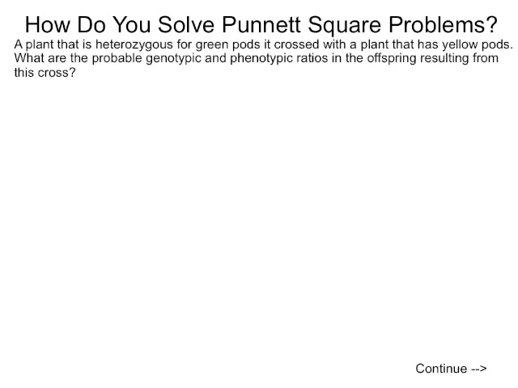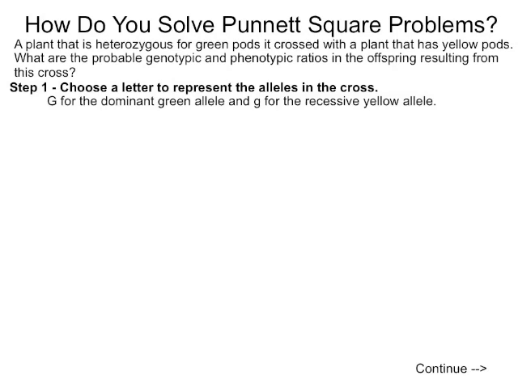The first thing that we're going to want to do is choose the letters to represent our alleles in the cross. For this example, I'm going to select a big G, or uppercase G, for the dominant green allele and a lowercase g, or little g, for the recessive allele.